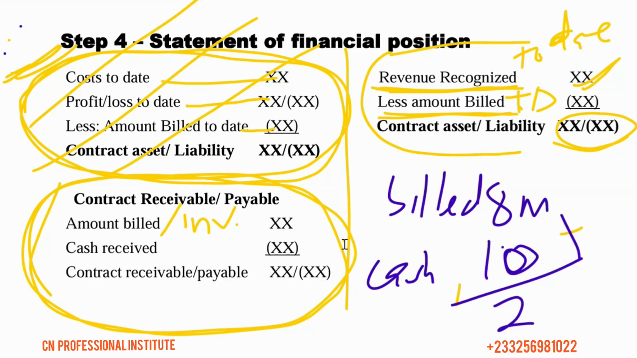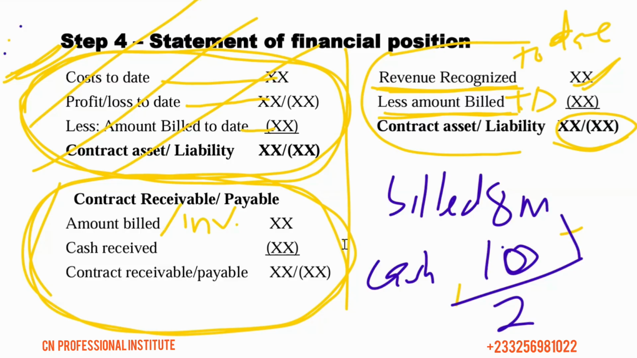If the cash received is the same as the amount billed, there's no contract receivable, there's no contract payable. Okay, so take note of that. You will not always get a contract receivable or payable in a question. But just know that to get a contract receivable or payable, we compare the amount billed with the cash received.